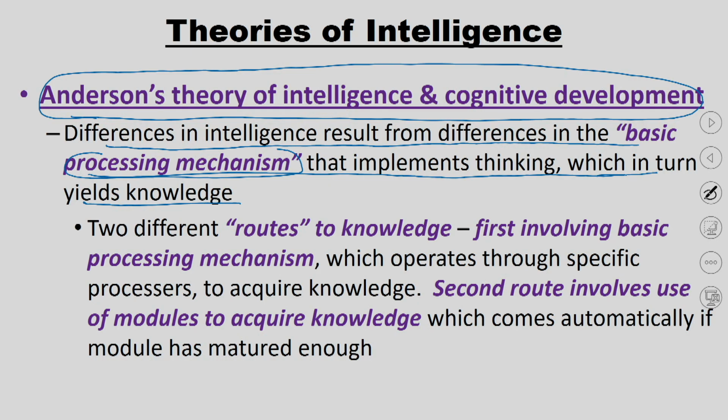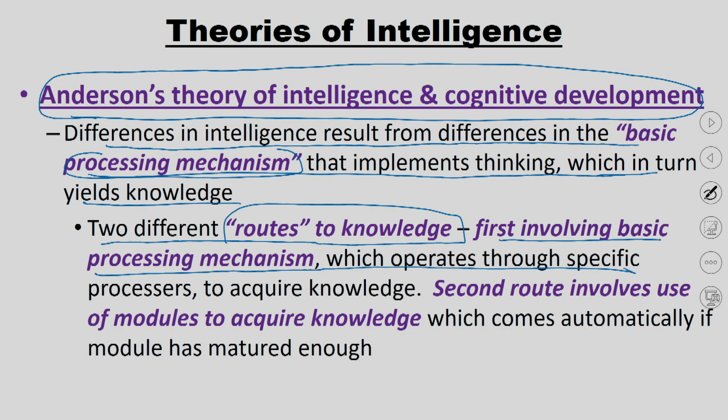So, how quickly can you think, how quickly can you do propositional manipulations and spatial manipulations and come up with the answer. Now, what Anderson believes is that there are two different routes to knowledge. The first involves the basic processing mechanisms, which operate through specific processes to acquire knowledge. As I said, the basic processing mechanism uses both the propositional process as well as the spatial process.